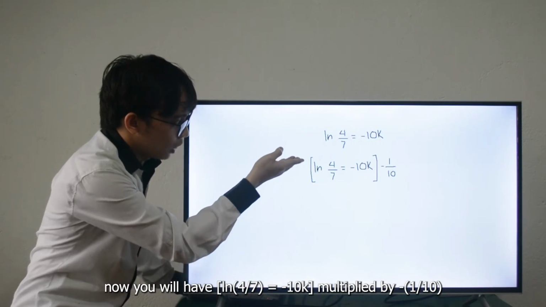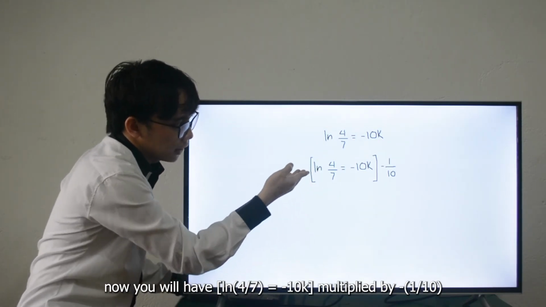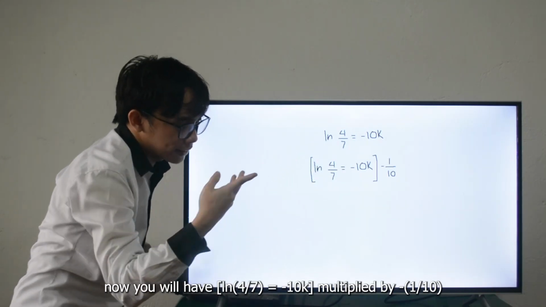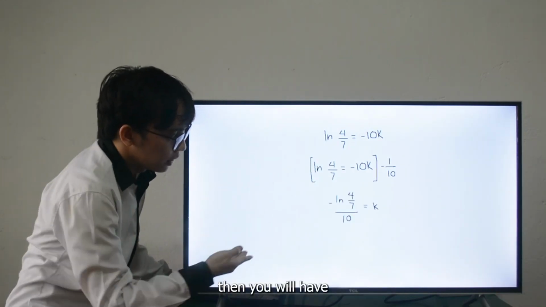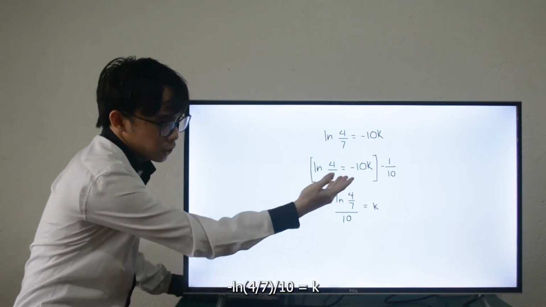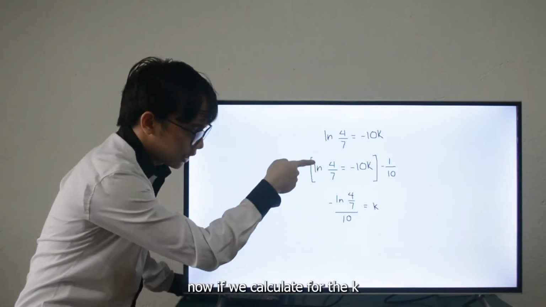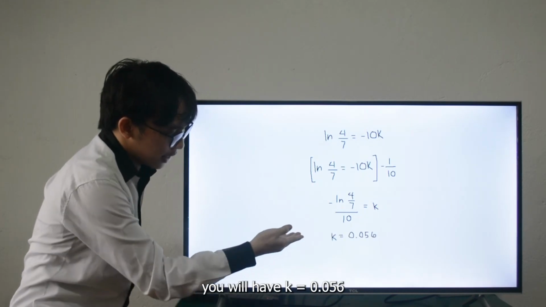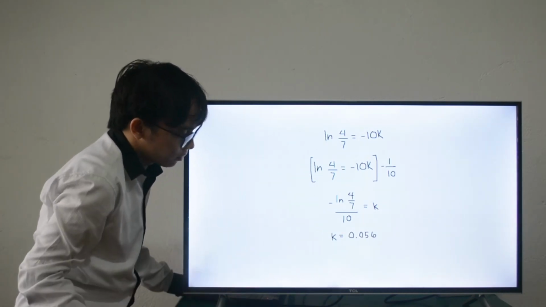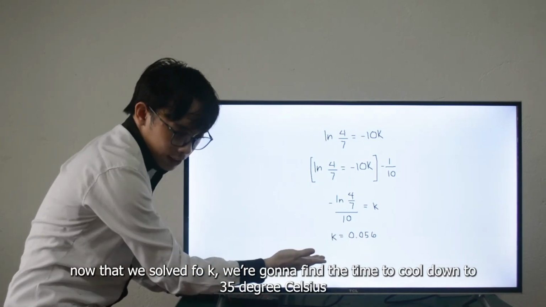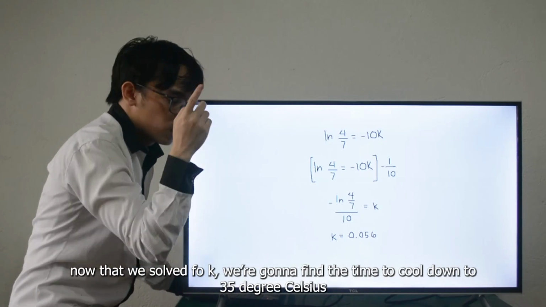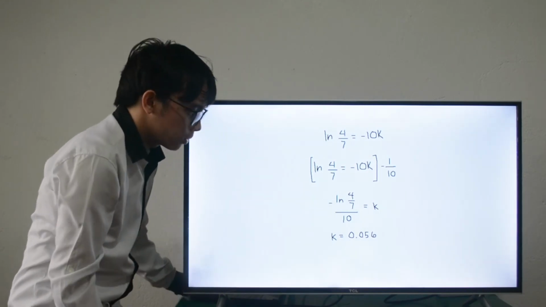Now you will have ln 4 over 7 multiplied by negative 1 over 10 equals negative 10k multiplied by negative 1 over 10. Then you will have negative ln 4 over 7 over 10 equals k. Now if you calculate for the k, you will have k equals 0.056.